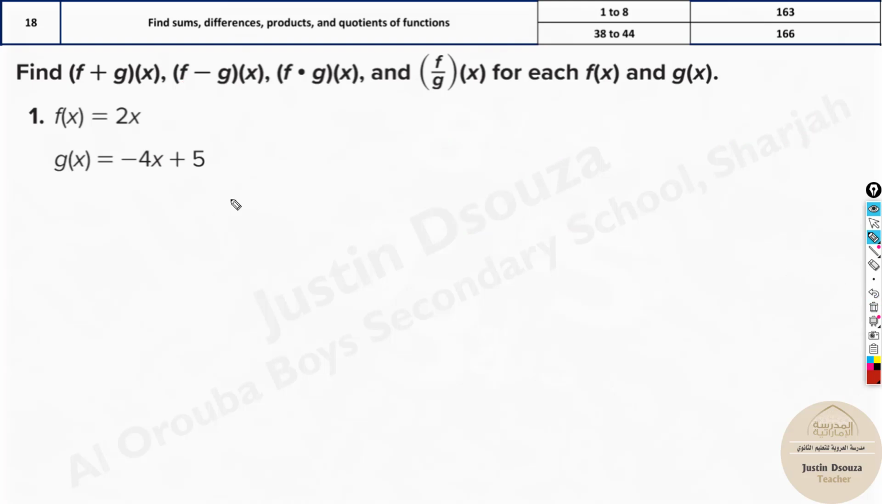Now let's solve this up. For adding, it's very simple. You should just add them up. Function f of x. See, now in a writing exam, what you need to do is write this. It'll be f of x plus g of x, and then substitute what is f of x. It's 2x plus minus 4x plus 5. Here it'll be 2x minus 4x plus 5, and we will get 2x plus 5.